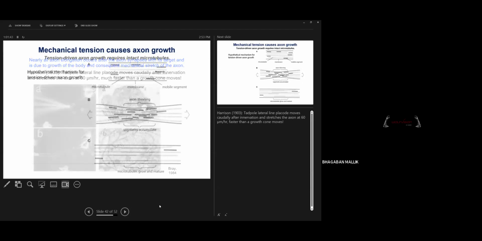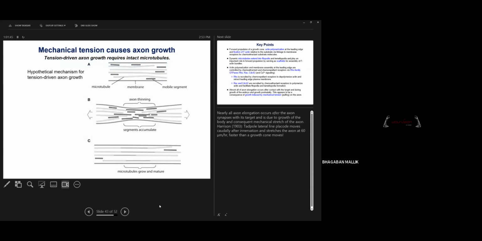It will be shown more mechanistically here. What happens here? You have the cytoskeleton, the microtubules, present in this axon. This is shown here. And there are also some mobile microtubule segments present.